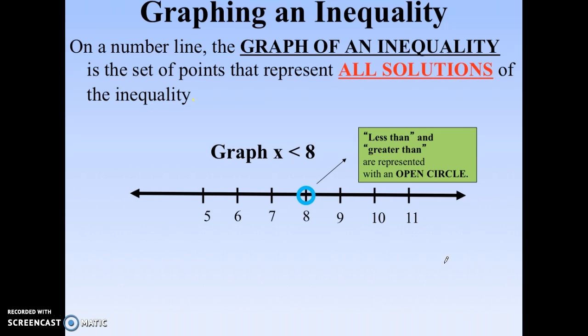Lastly, we want to draw an arrow that represents all the solutions, and it's going to go to the left. The reason we go to the left is because these are all the numbers less than our original number.